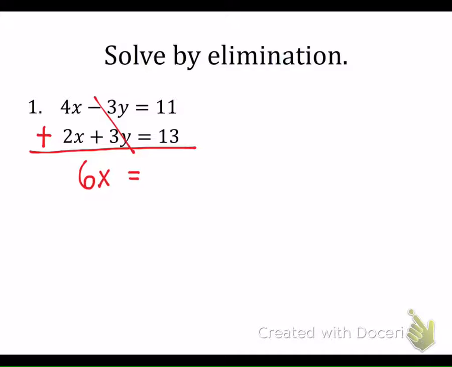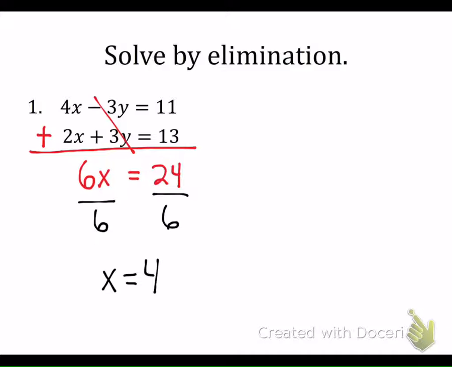So 6x equals 24. Good. Divide both sides by 6. X equals 4. Now, that's the easy part.